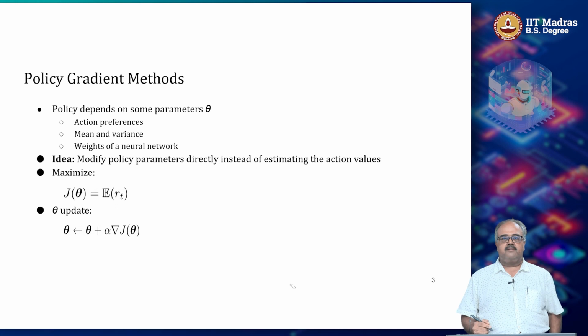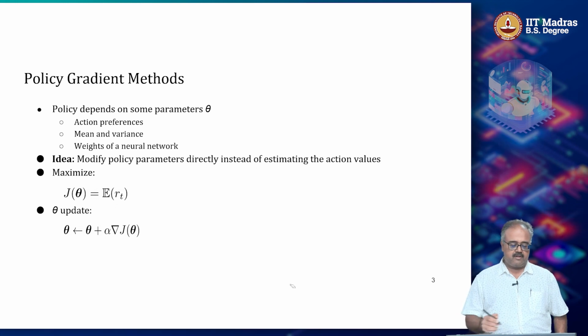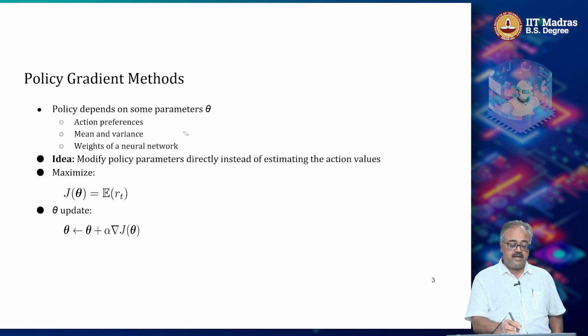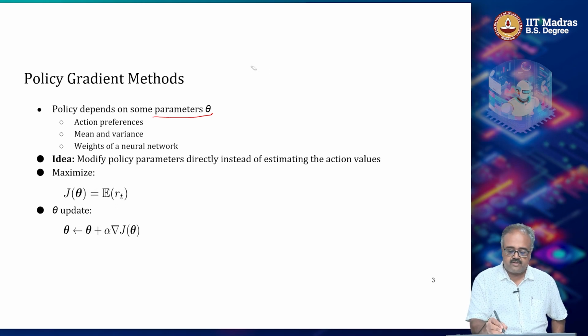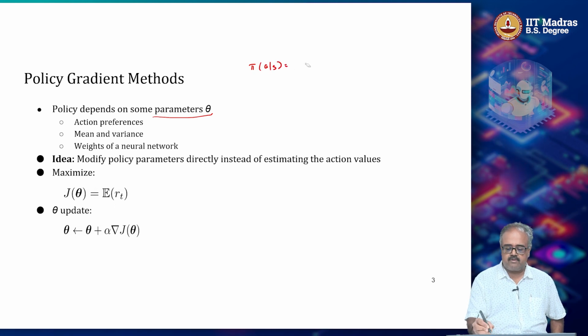Let us start taking a deeper look. The policy that we are defining now in these policy gradient approaches is going to depend on some parameters theta. I already gave you 3 examples. The first example was where you have a preference called theta a for each action. That is one way of doing it, where the probability of the action given s is equal to e power theta a divided by the summation of e power theta b.